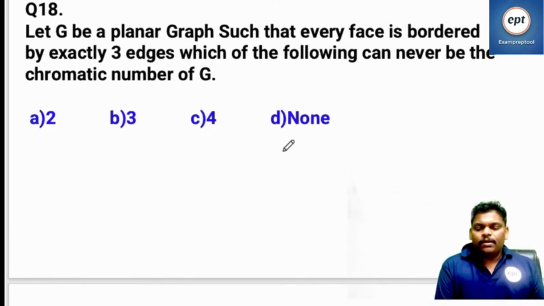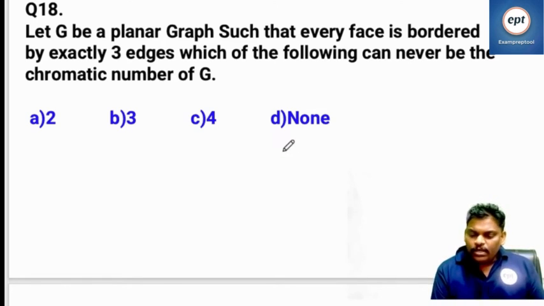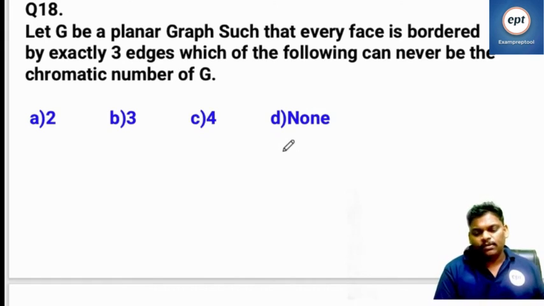Let G be a planar graph such that every face is bordered by exactly 3 edges. Which of the following can never be the chromatic number of G? Chromatic number means the minimum number of colors required so that each vertex will be covered. So remember, chromatic number means vertex. The previous problem is related to edges, so some trouble there. Tomorrow once again we will see.